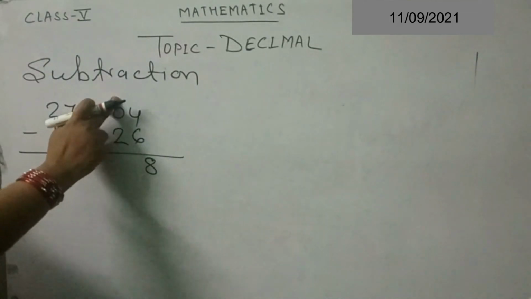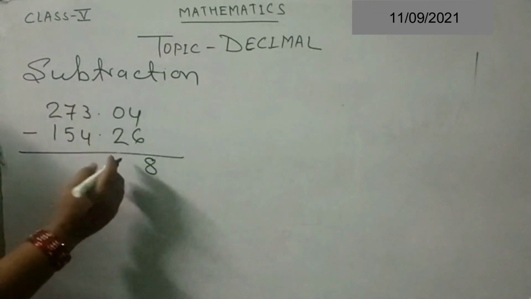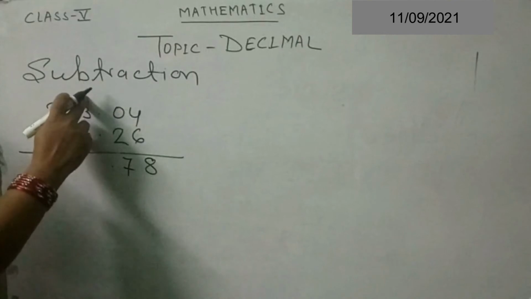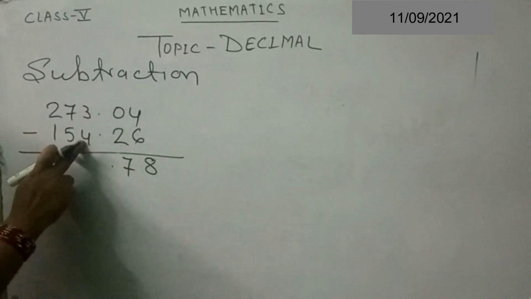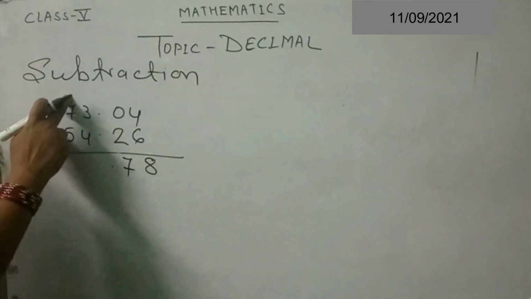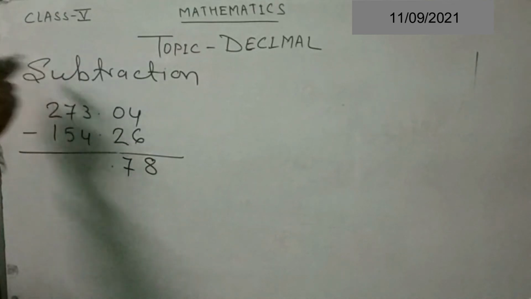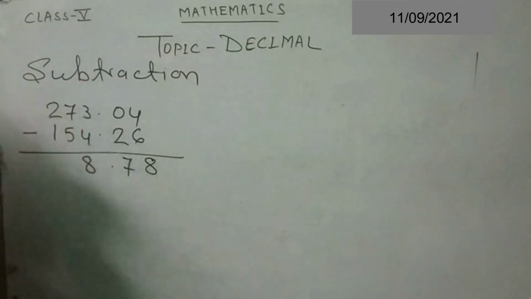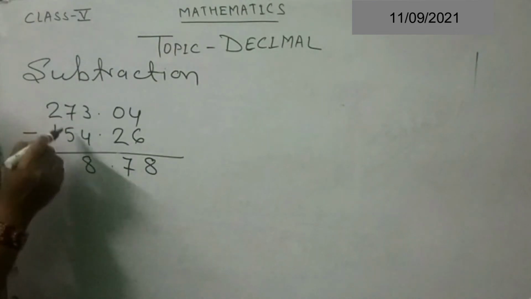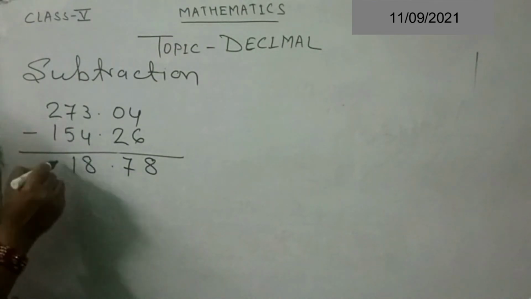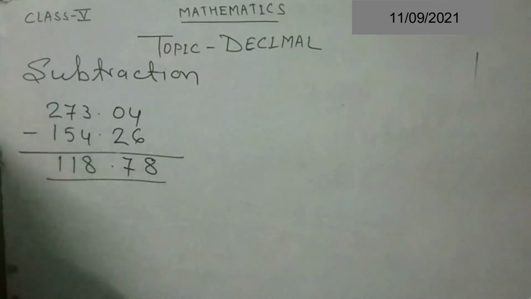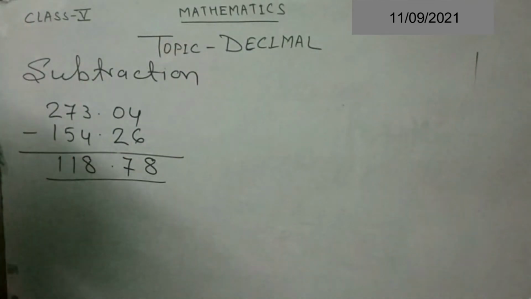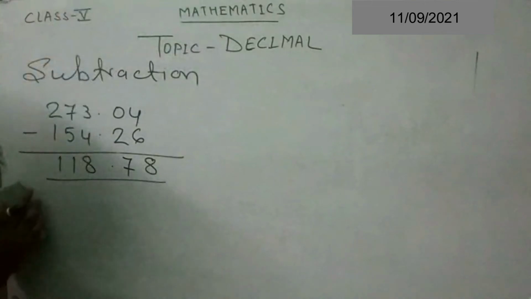Then this number will be 9. 9 minus 2, that is 7. And already I gave one carry here, so this number will be 2. And 2 is less than 4, so again we will take a carry from 7. Then it will be 12. 12 minus 4, 8. Now this number will be 6. Now 6 minus 5 is 1, and 2 minus 1 is 1. This one is 118.78. That is the simple subtraction.